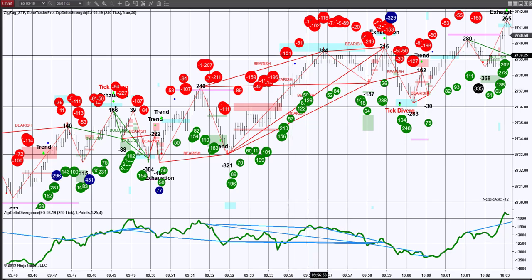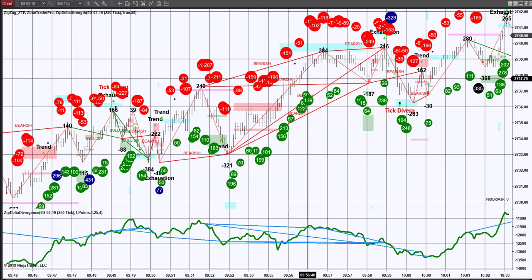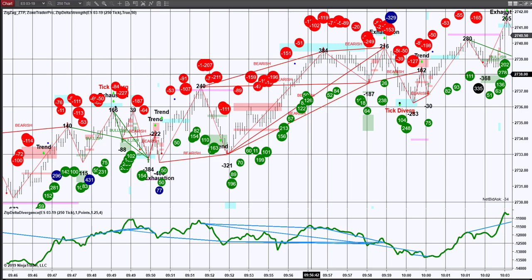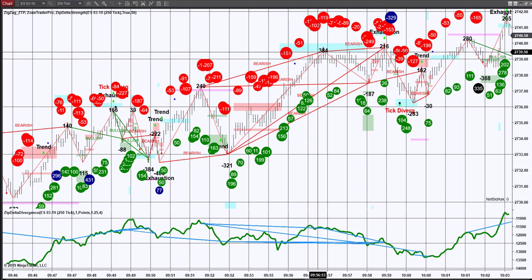So just be aware that we can see bearish divergences in a rising market and bullish divergences in a falling market. We need to combine that with all of our other tools when deciding whether or not to take a trade.